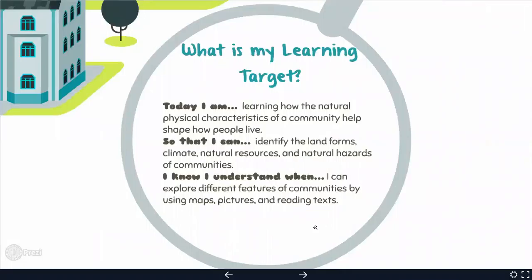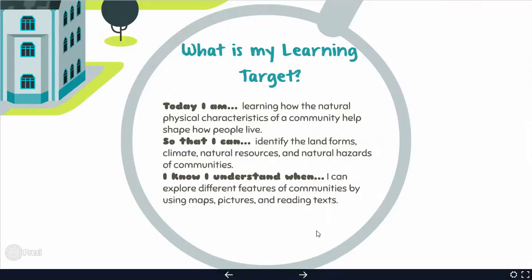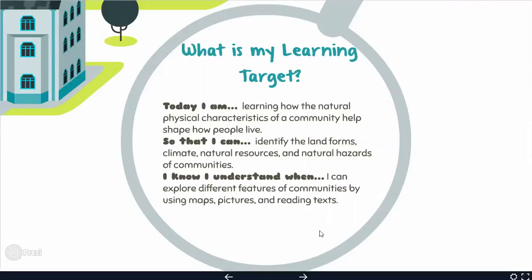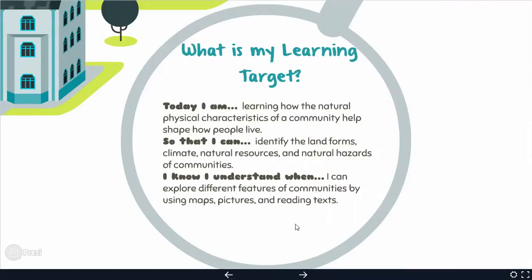what is my learning target? Today I am learning how the natural physical characteristics of a community help shape how people live so that I can identify the landforms, climate, natural resources, and natural hazards of communities so that I know and understand when I can explore different features of communities by using maps, pictures, and reading text.